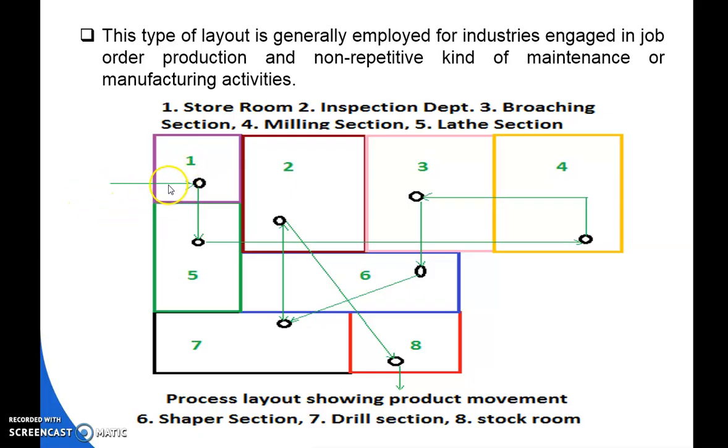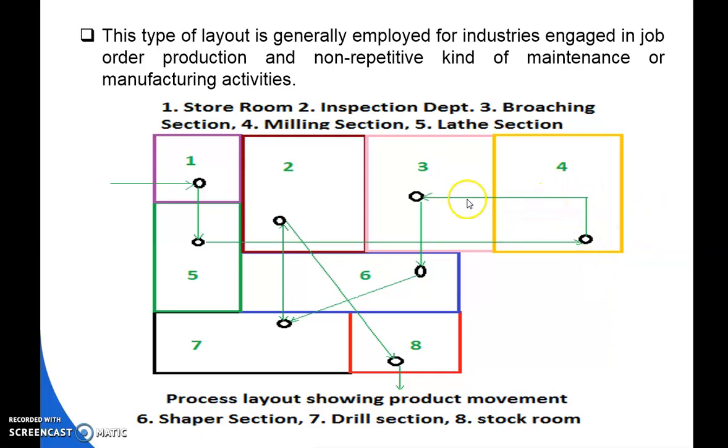The arrow mark at 1 suggests that the raw material comes from the storeroom and enters the lathe section first. From the lathe section, the gear manufacturing, the pulley is created. The pulley now goes from 5 to 4 department, that is your milling machine, where gear teeth are produced.